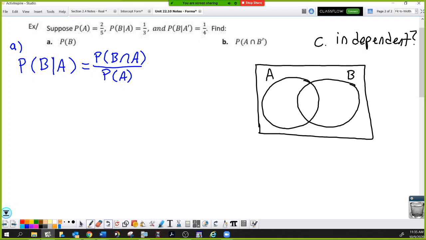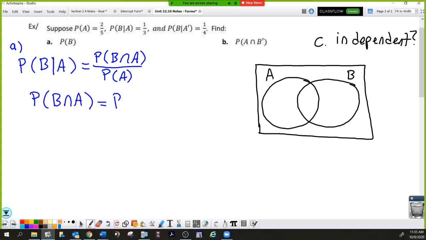Explanations are done. Okay, so this is a true statement. What that means is I could find a piece of my Venn diagram right now, because I know the probability of A as a number, and I know the probability of B given A as a number. I can find the probability of the intersection right now. If you multiply both sides by the probability of A, you get that the probability of B intersect A, which is the same thing as A intersect B, is the probability of A times the probability of B given A.